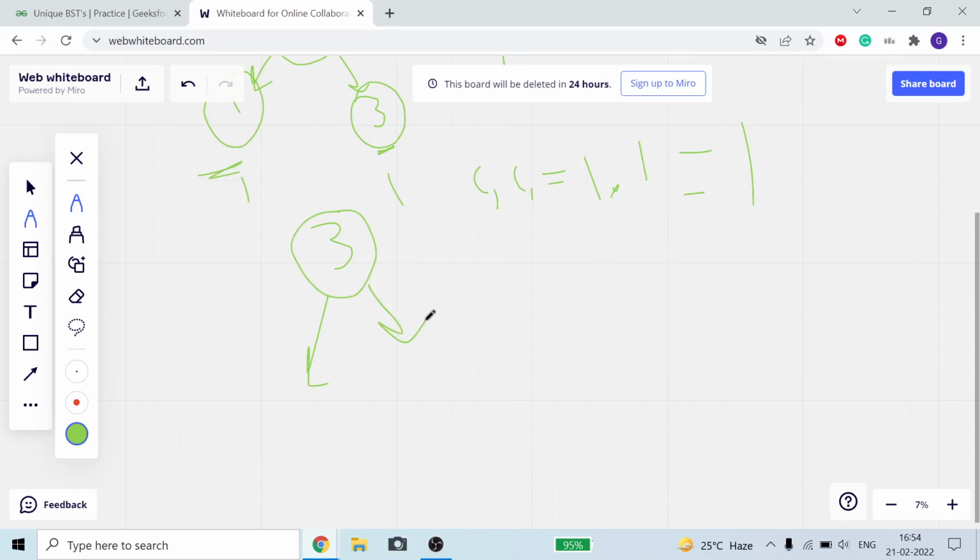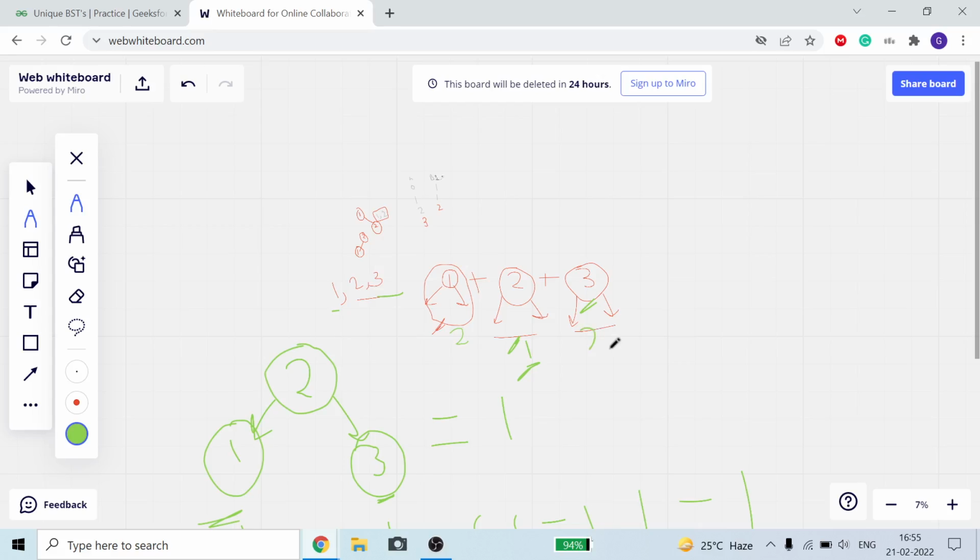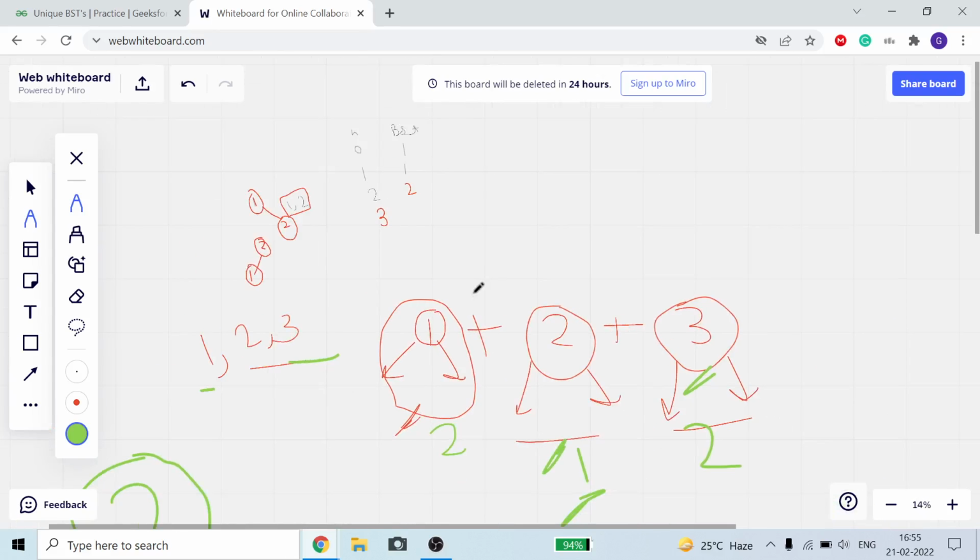On the right side we don't have any node with a value greater than 3, so on the right side we have 0 nodes, but on the left side we have 2 nodes, 2 and 1. So the number of arrangements is C0 into C2. C2 is equal to 2, C0 is equal to 1, so the product is equal to 2. So the number of arrangements when our number of nodes is equal to 3 is 5: 2 plus 1 plus 2, that is, 2 plus 1 is 3, plus 2 is equal to 5.